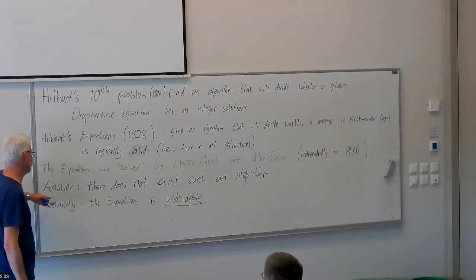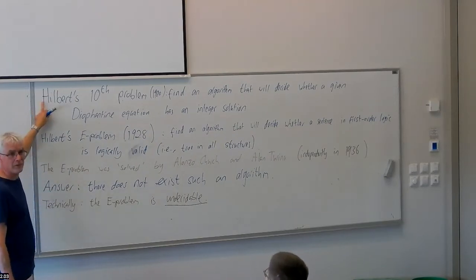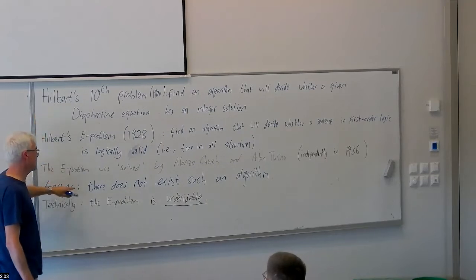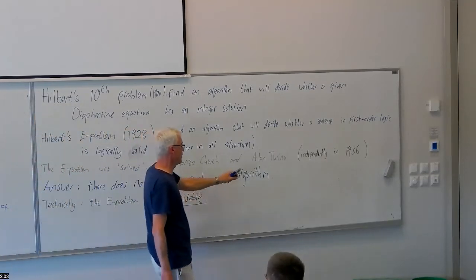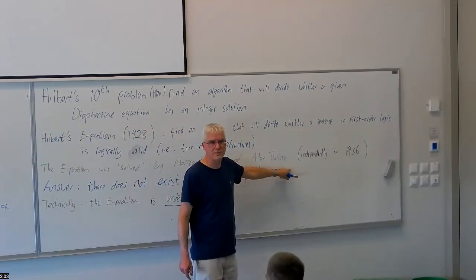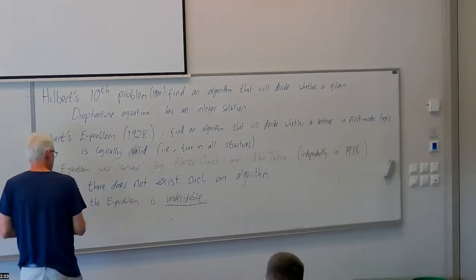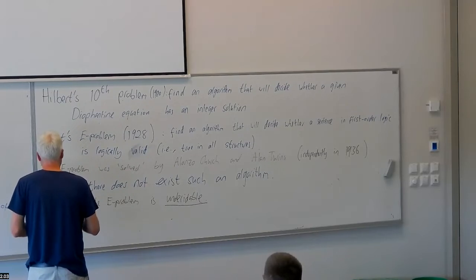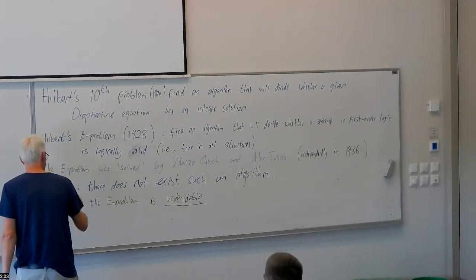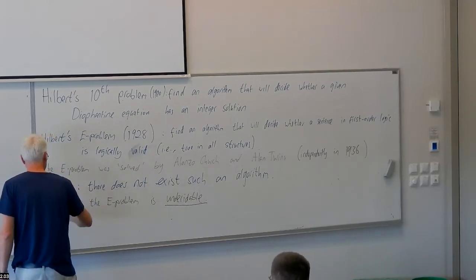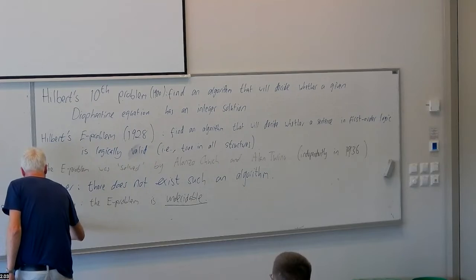But just to complete the story here, Hilbert's tenth problem was also solved, building on the ideas of Church and Turing, but it took quite a lot of time to get there. So it was solved in 1970. Well, the final step was done in 1970. So this is the answer to the E problem, and also Hilbert's 10th problem is also undecidable.